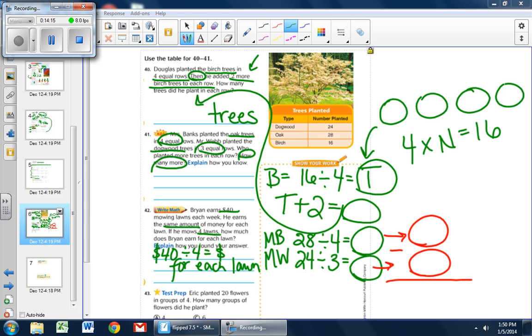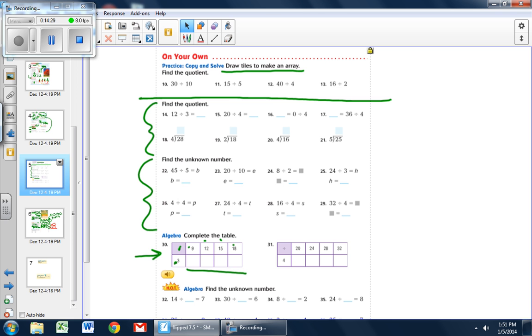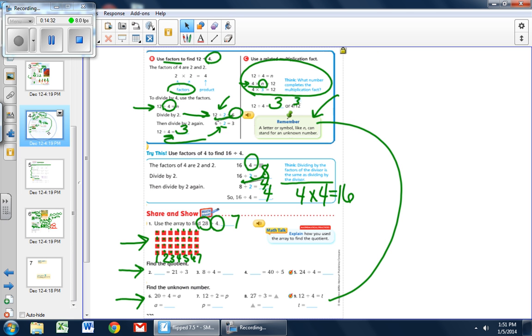And number 43 is your test problem. Eric planted 20 flowers in groups of 4. How many groups of flowers did he plant? See if you can figure that one out. When you're done, you can go back and do on your own page. Make sure you follow the directions for each one of those sections. And also finish the bottom problems of these.